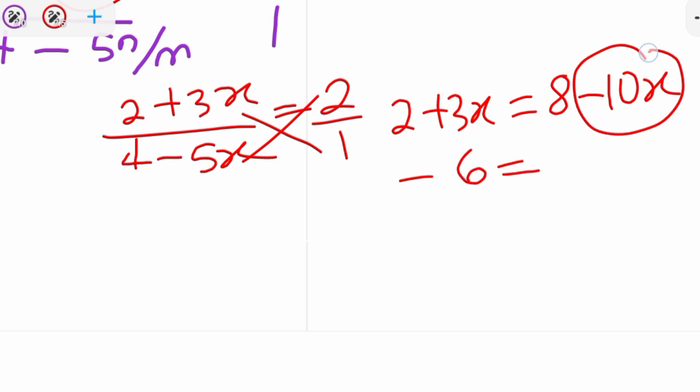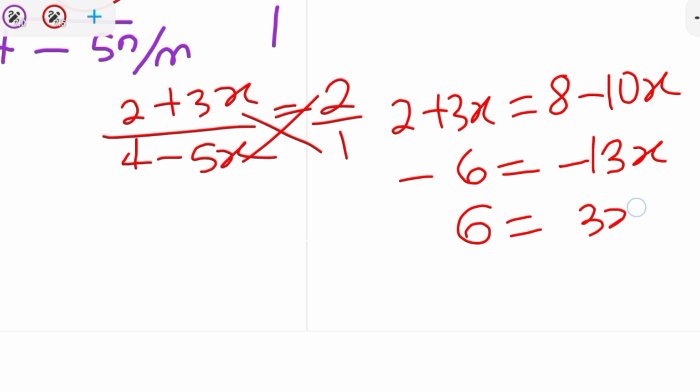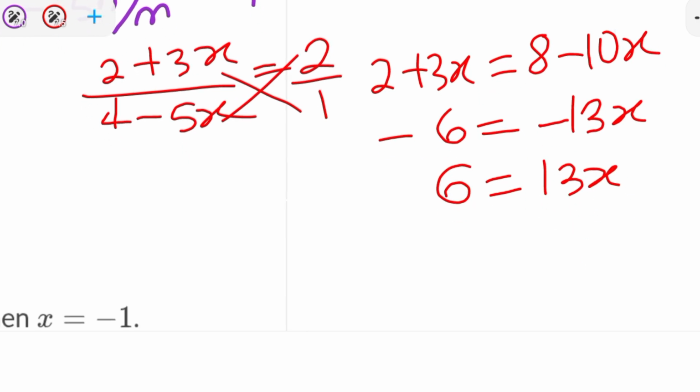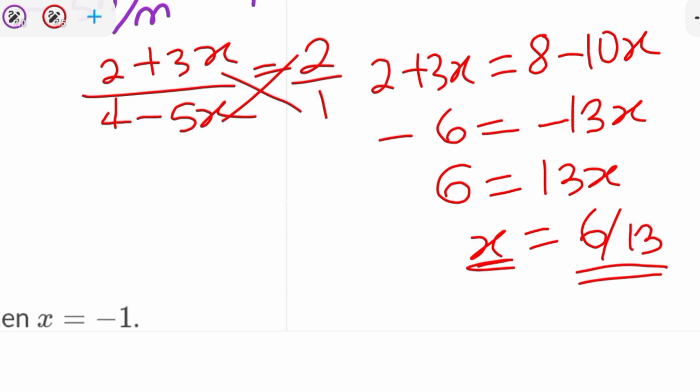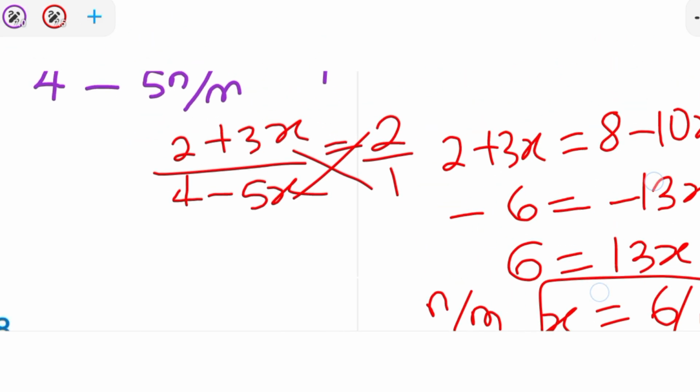Then minus 10x minus 3x will give you minus 13x. Then 6 is equal to 13x. When you divide both sides by minus 1, then x is equal to 6 over 13. Don't forget that this x means n over m. So our x now is 6 over 13. So you just come back here.